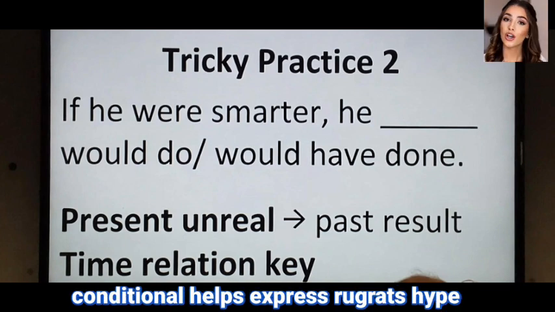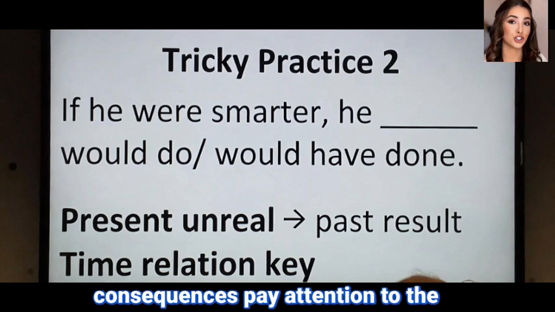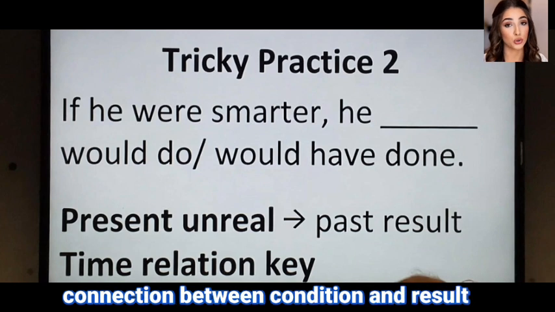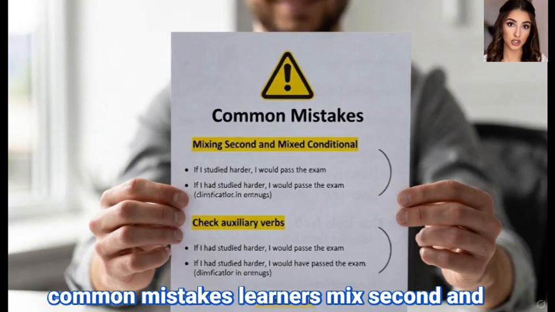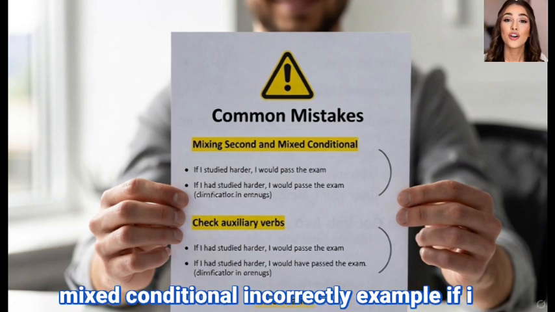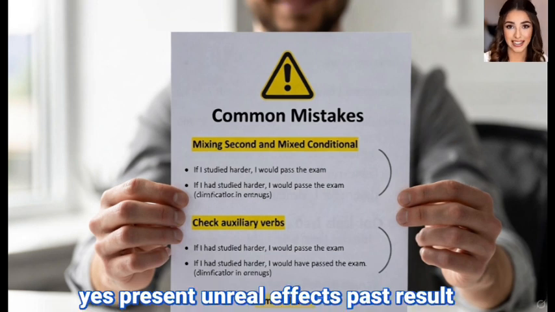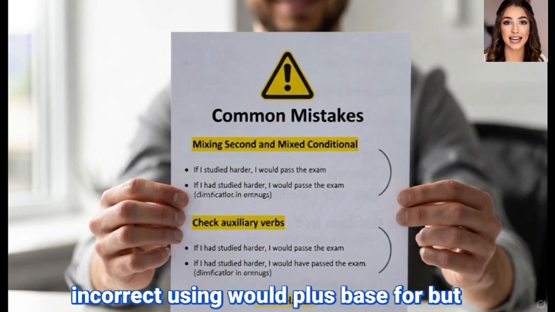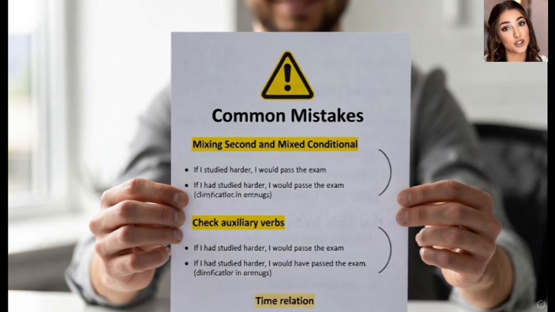Mixed conditional helps express regrets, hypothetical situations, or imagined consequences. Pay attention to the connection between condition and result. Common mistakes. Learners mix second and mixed conditional incorrectly. Example, if I were taller, I would have more friends. Correct form? Yes. Present unreal affects past result. Incorrect. Using would plus base verb for past result. Always check the time relation to avoid errors.